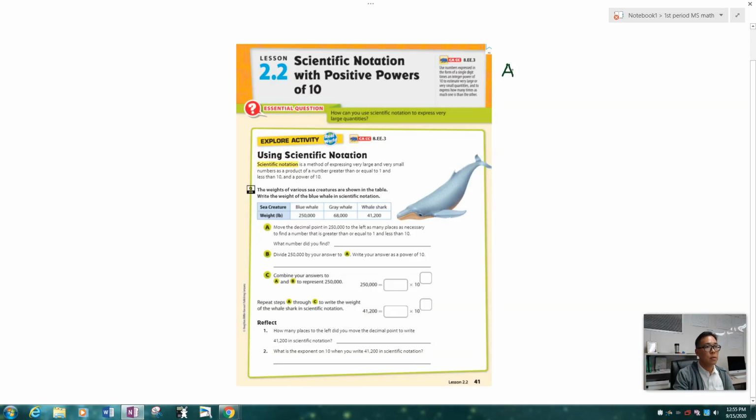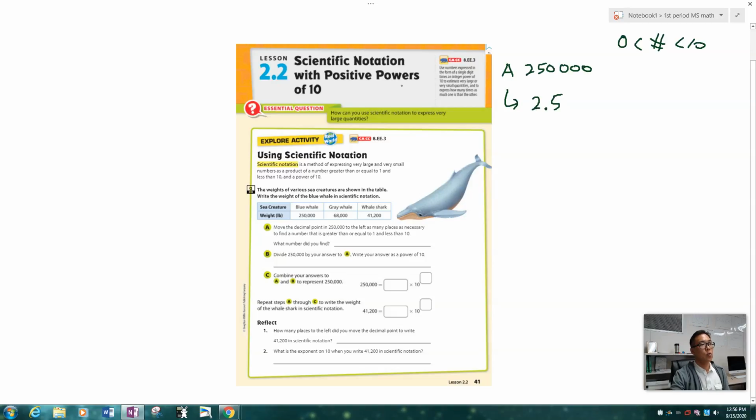A is 2500, and how many zeros? 1, 2, 3 zeros. So number one, if you want to make that into a scientific notation, first of all, you are going to put your decimal place in between numbers so that you can make a number in between 1 and 10. So your number is bigger than 0 and less than 10. That is your number. All right, so I'm going to put my decimal place in between 2 and 5. So it's going to be 2.5.